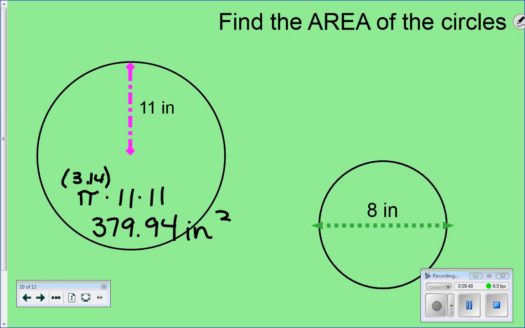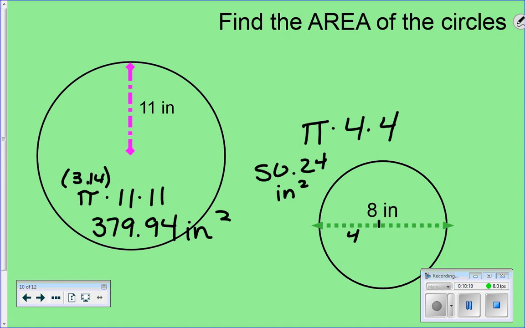So what do you notice about this circle? Diameter. So what do I need to do to figure the radius out? Cut it in half. And so I know it's what? 4. So this is going to look like this. Then you're going to multiply. Make sure you don't forget your pi. 50.24 what, Maddie? Square inches.